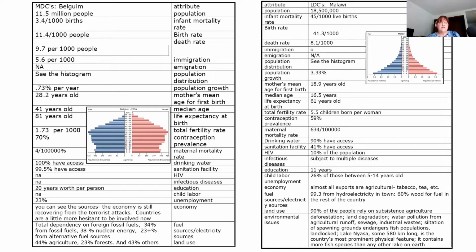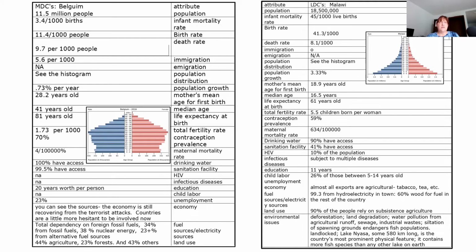Now, if we look at a less developed country, we're going to look at Malawi. We can see that the infant mortality rate is 15 times higher than it is in Belgium. The median age in Malawi is 16 years old, whereas the median age in Belgium is 41 years old.